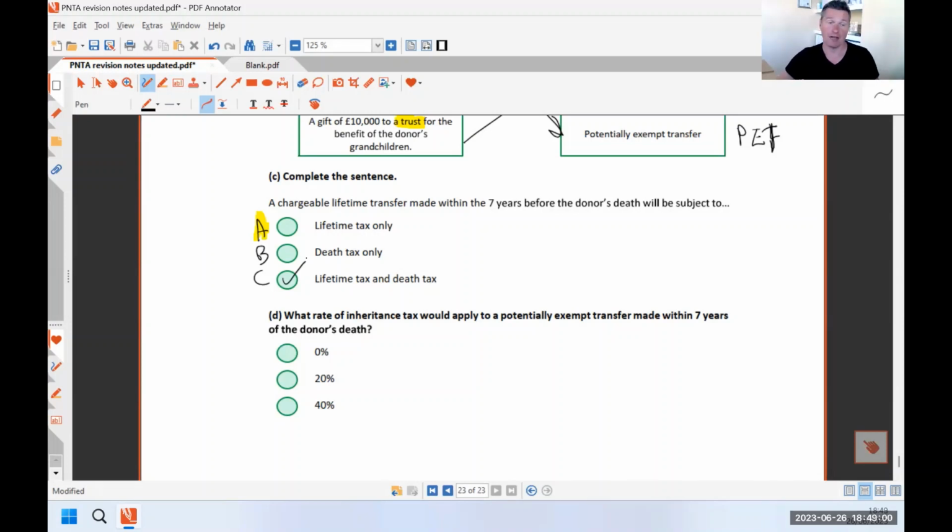And if the taper relief is actually greater than the death tax, you would reduce your death tax bill down to 0, but you would not get a refund. It would only come off any potential death tax bill.